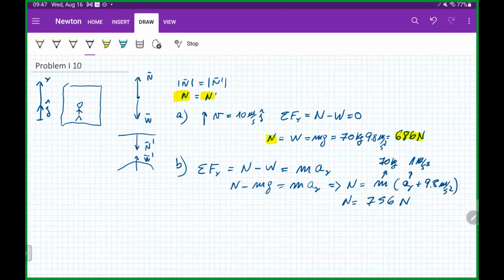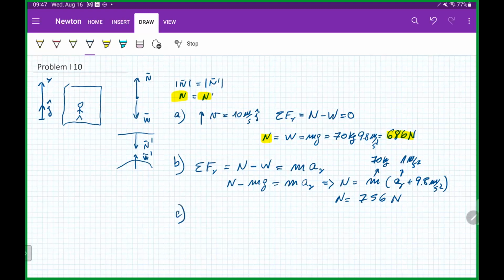And then I want you to think about question C, but now, it says it's going downward with a constant acceleration of 1 meter per second squared. So just think about that one, and we can take a look at the next class. Right, or of course ask. Yes.